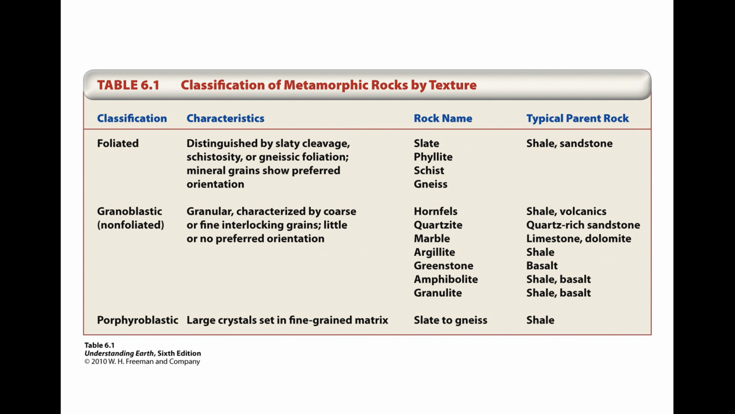But for some of the granoblastic rocks like the greenstone, the amphibolite, the granulite, they have here a basalt as the parental rock. I mean, that can then of course also be a gabbro, yeah? So these are just a few examples. And then for the slate to gneiss, we need a shale as a typical parental rock.